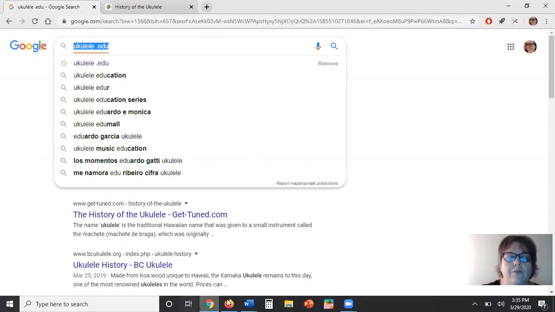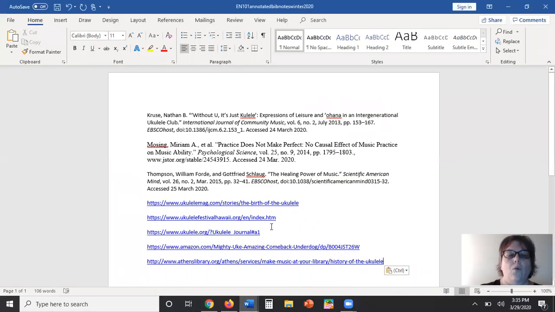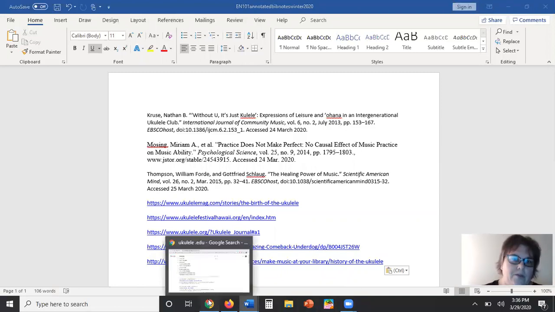I've got a couple of good leads for .org. The Ukulele Mag is not a .org, but the HawaiiFestival.org, ukulele.org, the AthensLibrary.org. I couldn't find anything, and didn't expect to find anything, from .gov sources. Those are government sources. I was hoping to find something maybe from a .edu, which, as you know, is an educational source like a school district or a college or university, mcc.edu. Didn't find that, but I do need another source.